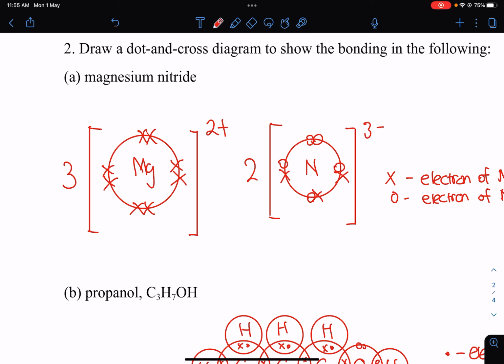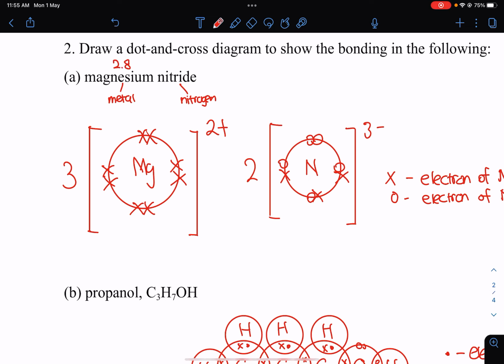Okay, if you determine wrongly from the start, you won't be able to get the answer. So in this case, you need to identify that magnesium is a metal, and nitride comes from nitrogen, which is a non-metal. So you will have ionic bonding between metal and non-metal. First things first, go and determine the electronic configuration of both.